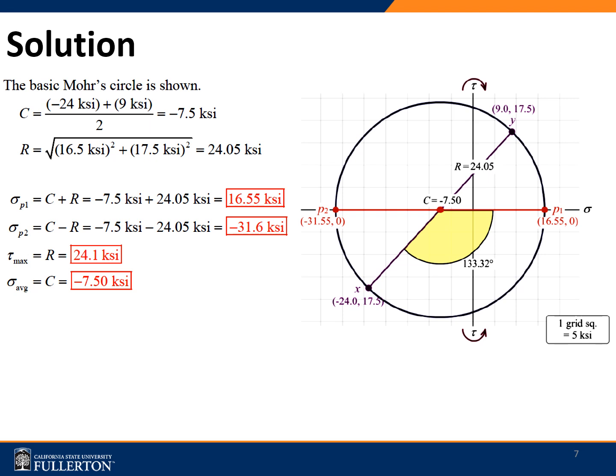From there we could easily determine the principal stresses, the principal stress sigma sub P1 and sigma sub P2. Sigma sub P1 would be the center plus the radius, and sigma sub P2 would be the center minus the radius. And the maximum shear stress would be equal to the radius, 24.05 ksi, and the average stress would be the center, negative 7.5 ksi.